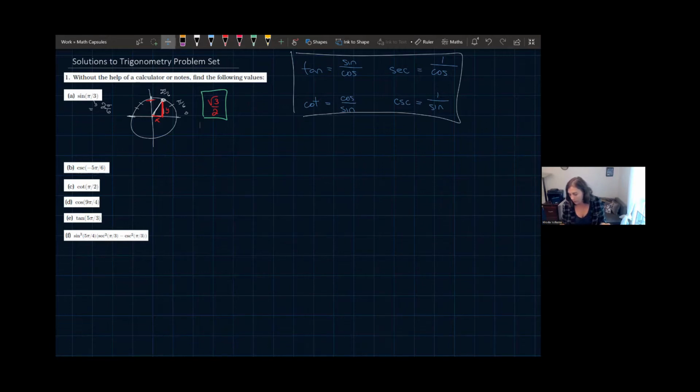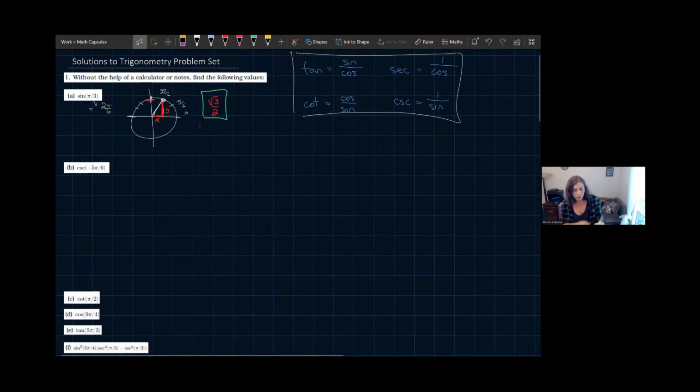Moving on to the next one, in part B, we want to know what is cosecant of negative 5 pi over 6. So in order to get cosecant, we need to know what is cosecant in terms of sine and cosine. So I've written that up here on the right. So cosecant is 1 over sine. That means I'll start by just finding what is sine of negative 5 pi over 6.